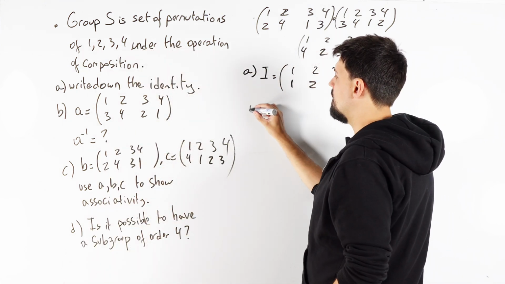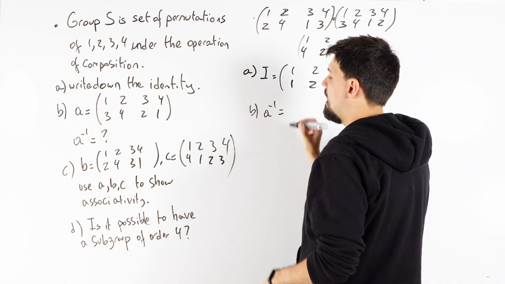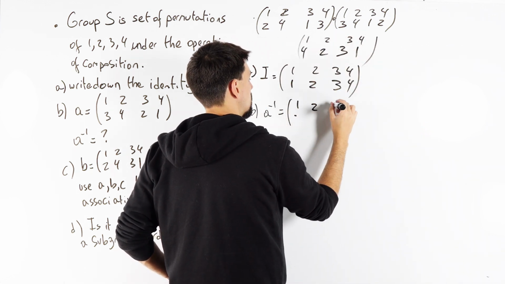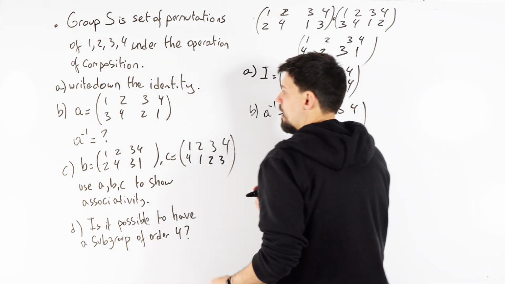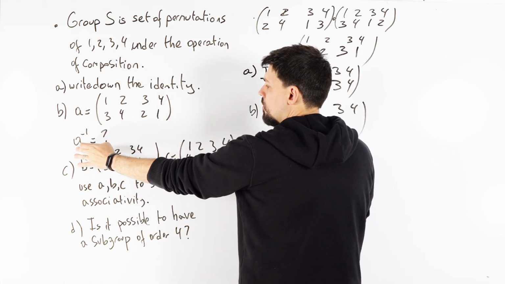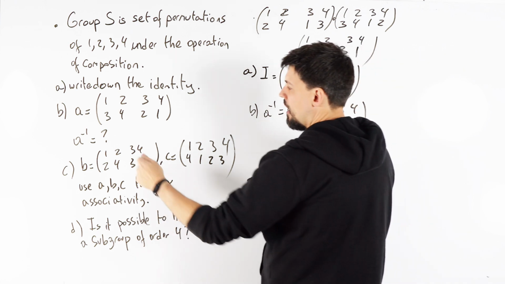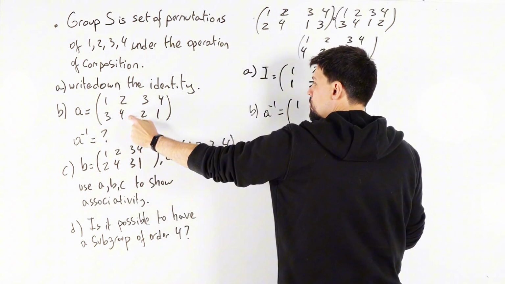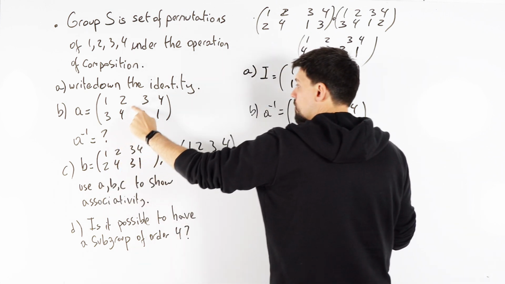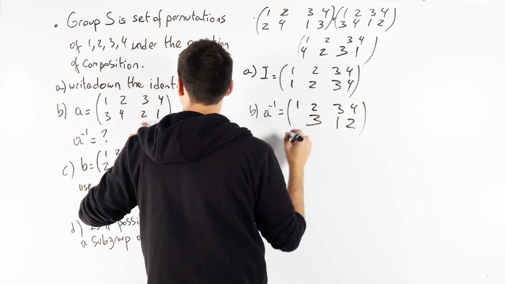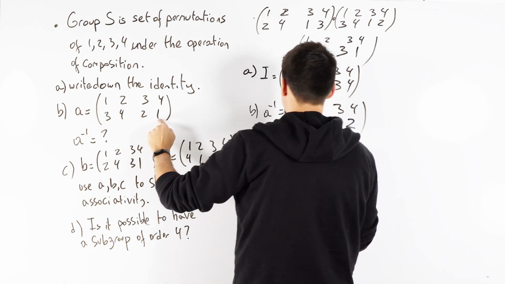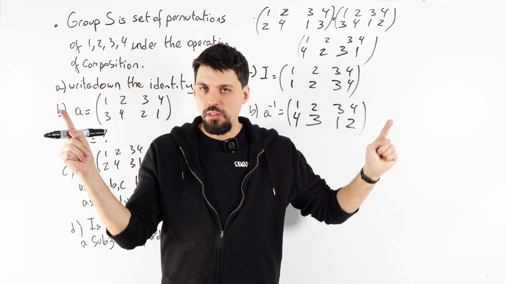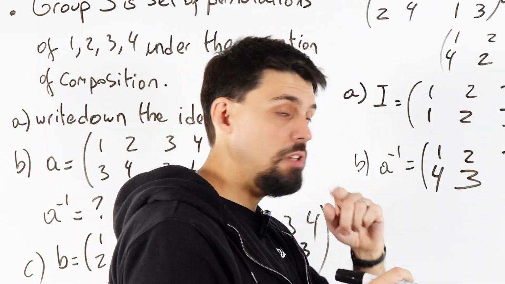What is the opposite? What is the inverse of element A here? Well, the inverse has to get us back to where we started. So if 1 goes to 3, 3 has to go back to 1. If 2 goes to 4, 4 has to go back to 2. If 3 goes to 2, 2 has to go back to 3. And if 4 goes to 1, 1 has to go back to 4. Swippy swappy. Paying attention? Good.